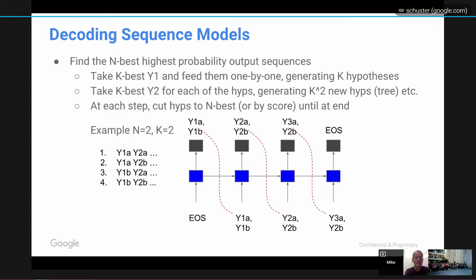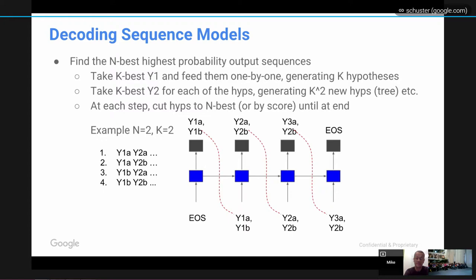So for example, for the first one, you get the two best results and you feed those two best results in again, and then you get a total of four results. And then the next time you would get a total of eight results and so on. So this grows exponentially at every step. But the way to limit this is that you sort your new hypotheses by score and only pick the ones that are good enough. You can either prune by score or you can prune by the number. And a lot of people prune by the number. For example, they always cut it to 8 or 10 or whatever. And this is how you generate the best probability sequences.